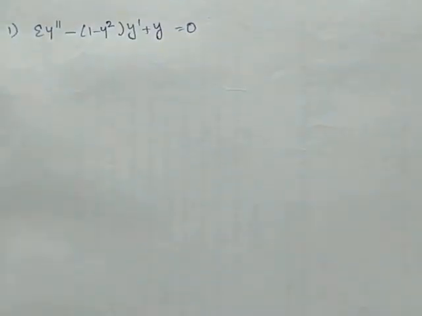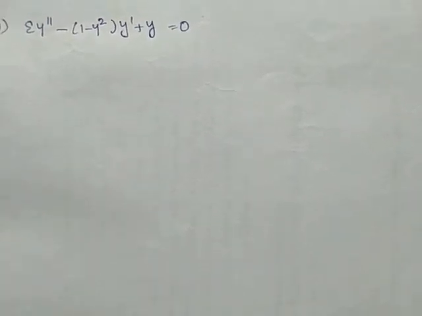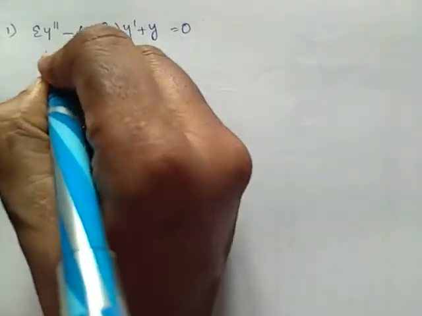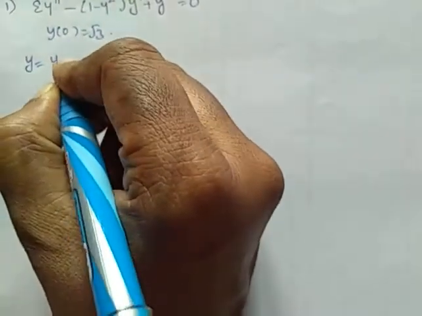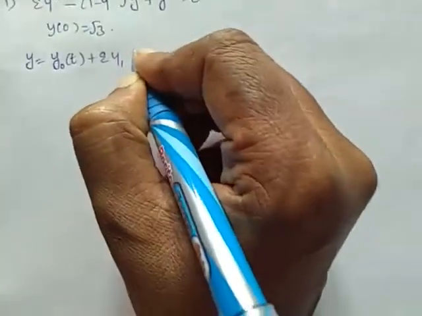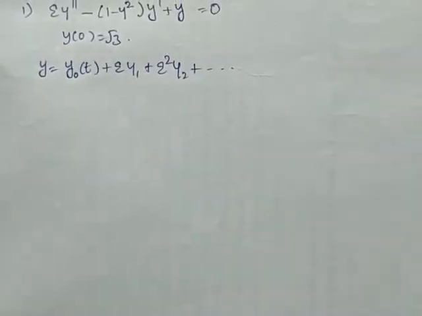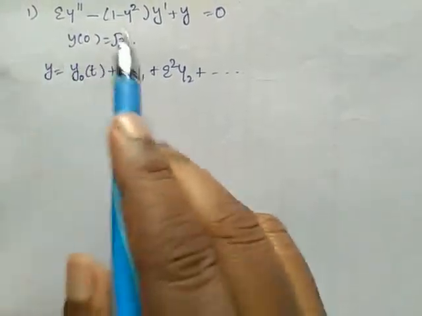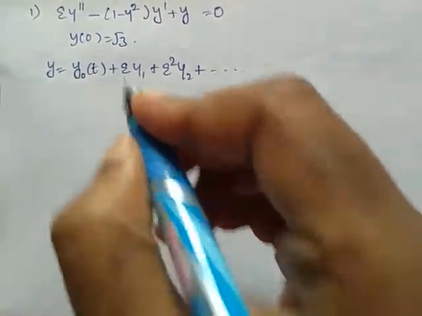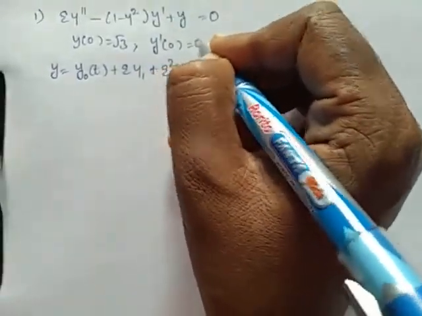We are going to find first term of perturbation solution of this equation subjected to the initial condition y of 0 equal to root 3. So we know the perturbation solution of y is of the form y naught of t plus epsilon y1 of t plus epsilon square y2 of t, etc. And we have one more condition, y dash of 0 is 0.